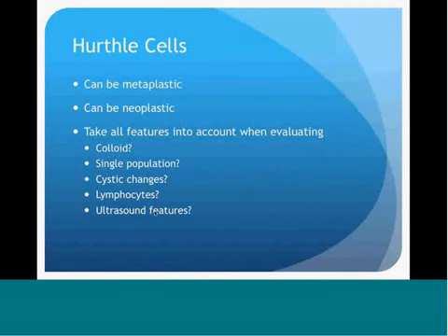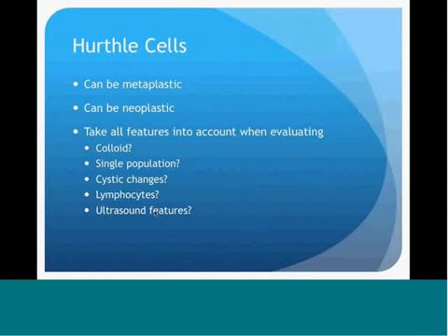Hürthle cells, as I've mentioned, can be metaplastic or they can be neoplastic. All the features need to be taken into account when evaluating the presence of Hürthle cells. Is colloid present? Usually, the more neoplastic a nodule is, the less colloid is present. Is there a single population of Hürthle cells, or are they mixed? Or is there another population that are just benign follicular cells? They may be metaplastic Hürthle cells.